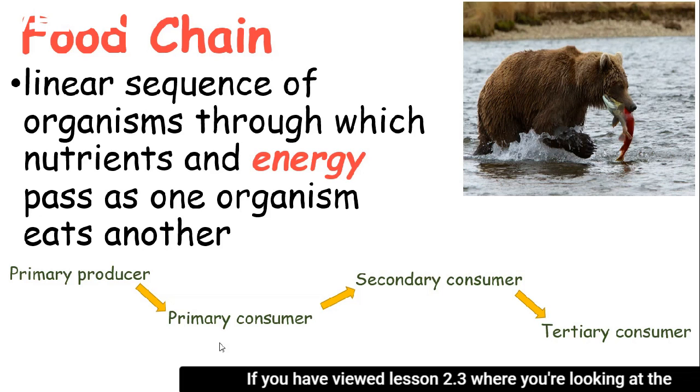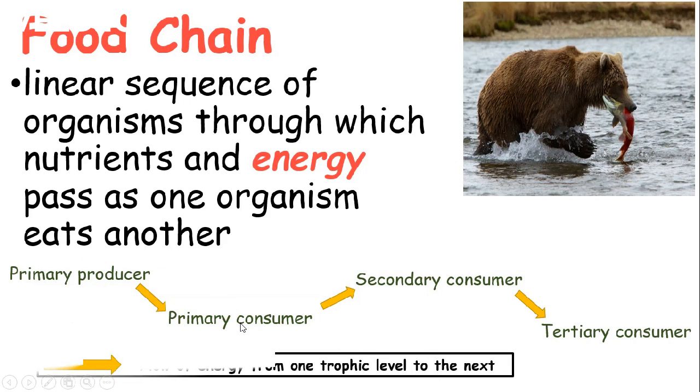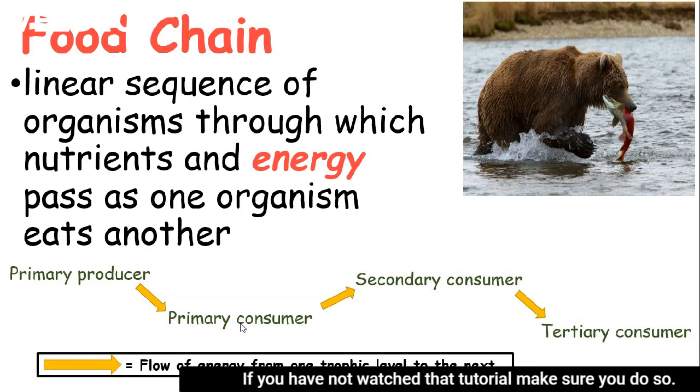If you have viewed Lesson 2.3, where you looked at the 10% rule, you already know that not all of the energy starting with the primary producer will be available and flowing through the different trophic levels. Remember, only 10% is actually available to the next trophic level. So only 10% of the stored energy in the primary producer is available for that rabbit to consume. If you have not watched that tutorial, make sure you do so.